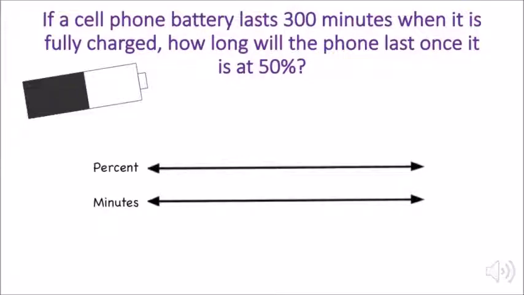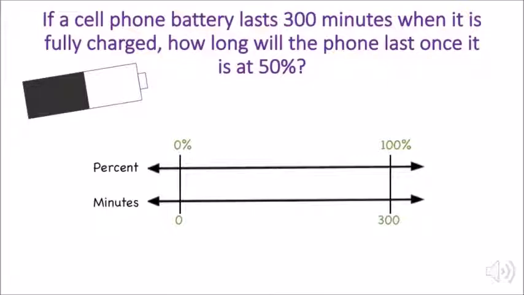We can then place 0% and 100% on the percent number line. If the cell phone battery is at 0%, then you can use the phone for 0 minutes. We can place 0 on the minutes number line directly under 0%. If the phone is 100% charged, then it can be used for 300 minutes. We can place 300 minutes on the minute number line directly under the 100%.